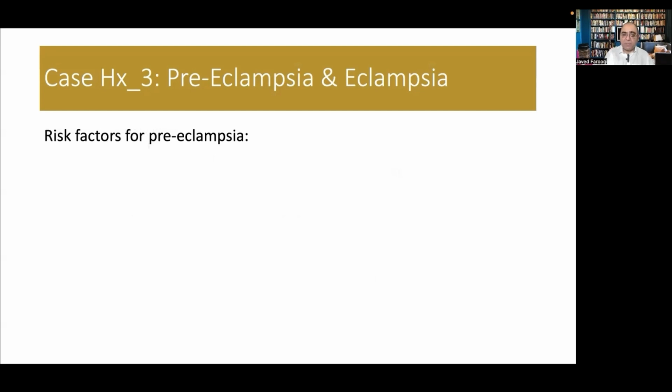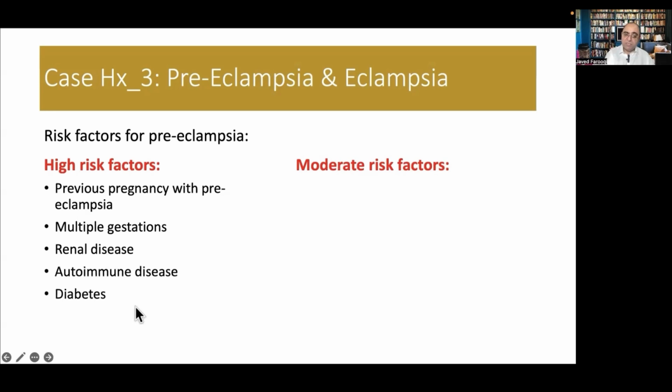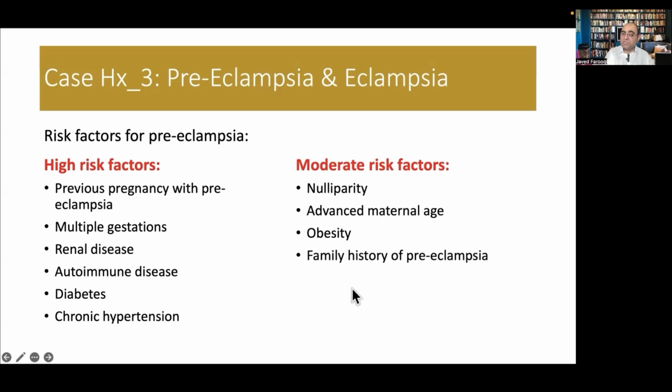What are the risk factors for preeclampsia? These are classified as high risk factors and moderate risk factors. The high risk factors are previous pregnancy with preeclampsia, multiple gestations, renal disease, autoimmune disease, diabetes, and chronic hypertension. So these are the high risk factors for preeclampsia. And the moderate risk factors are nulliparity, advanced maternal age, obesity, and family history of preeclampsia.